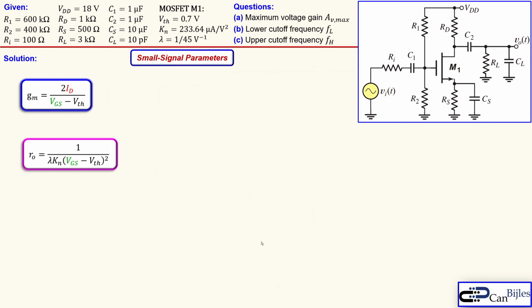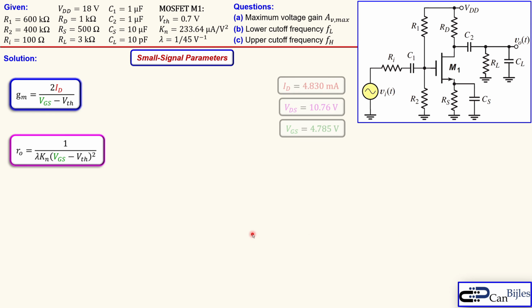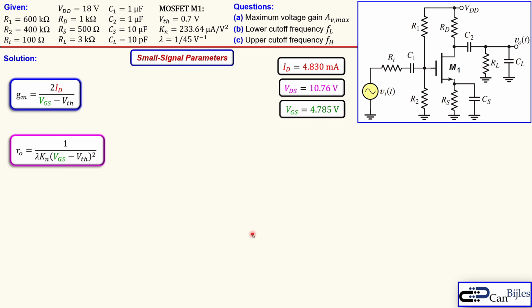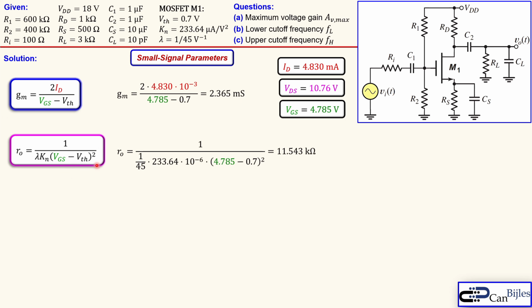Okay, so we will bring it here. So let's go to the GM and RO calculations. Now we can use the DC drain current and the DC gate to source voltage in here, and we can calculate the GM as shown here. So it is 2.365 millisiemens. In a similar way, we can calculate the RO here. We have the lambda, we have the Kn, and also the other parameters, and the result is 11.5 kilo ohms approximately.